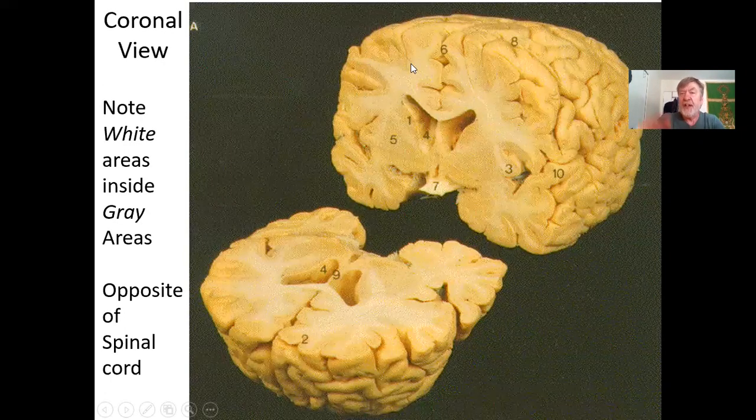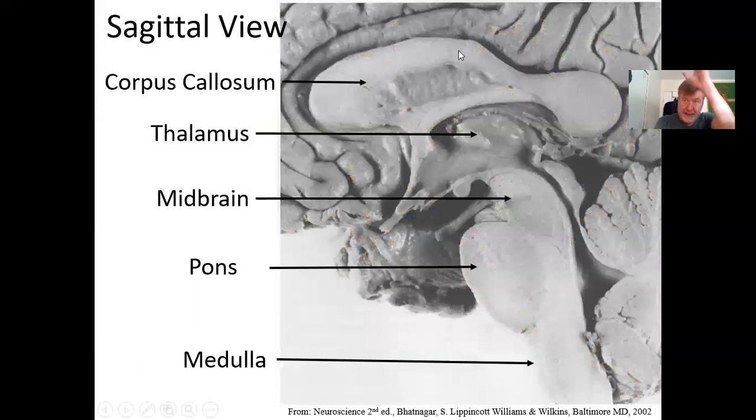Here's another way. This is a coronal section, slicing this way. And here's that slit I was talking about. When anatomists would put their fingers in that slit, they would thunk, thunk, hit this hard body. Corpus callosum, looking at it that way. Corpus callosum, looking at it sagittally or coronally.